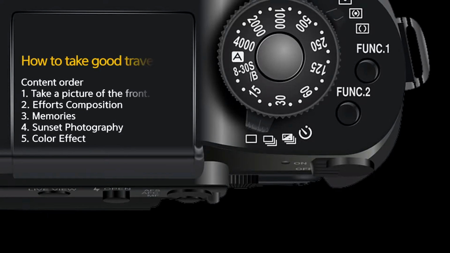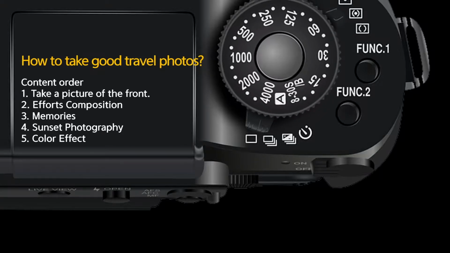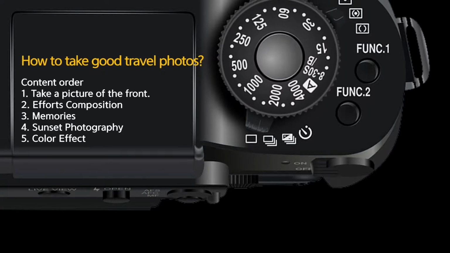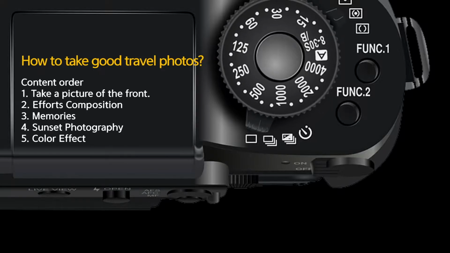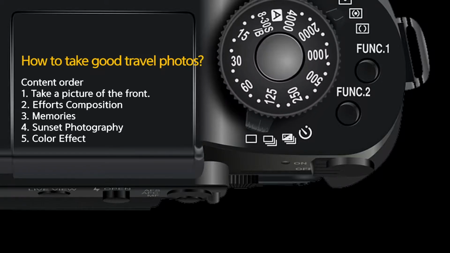How to take good travel photos. Contents. 1. Take a picture of the front. 2. Efforts for composition. 3. Memories. 4. Sunset photography. 5. Color effect.